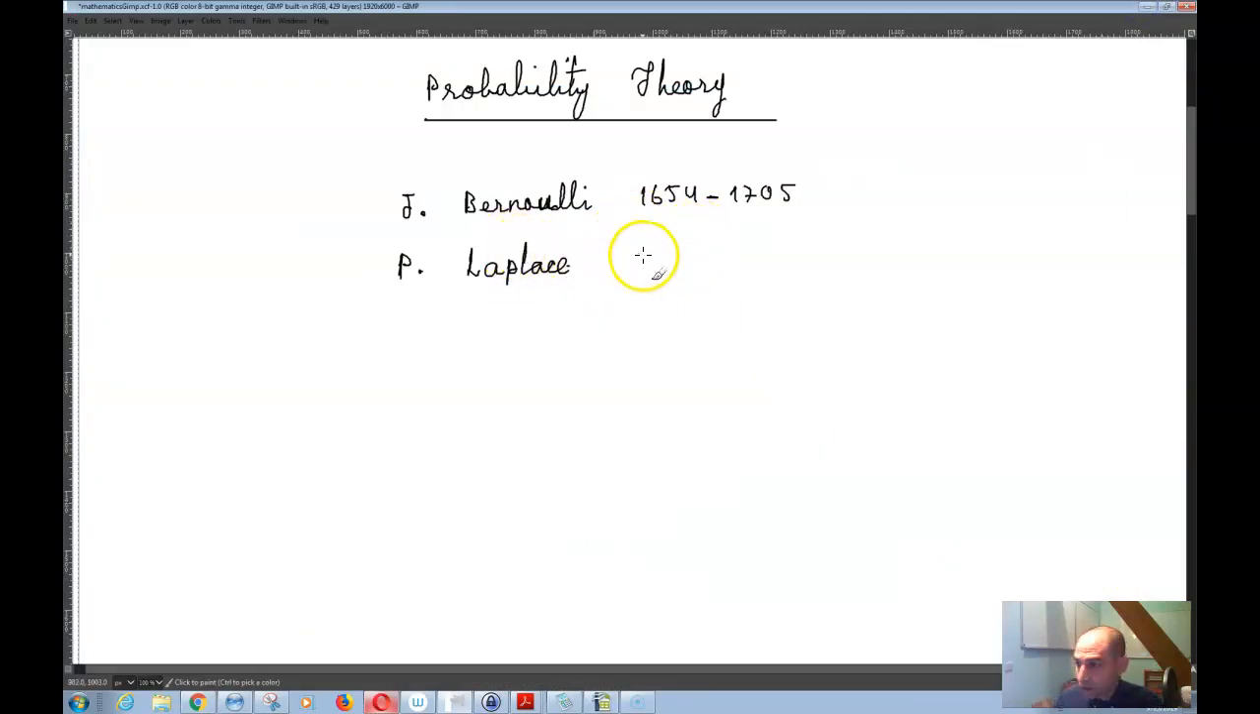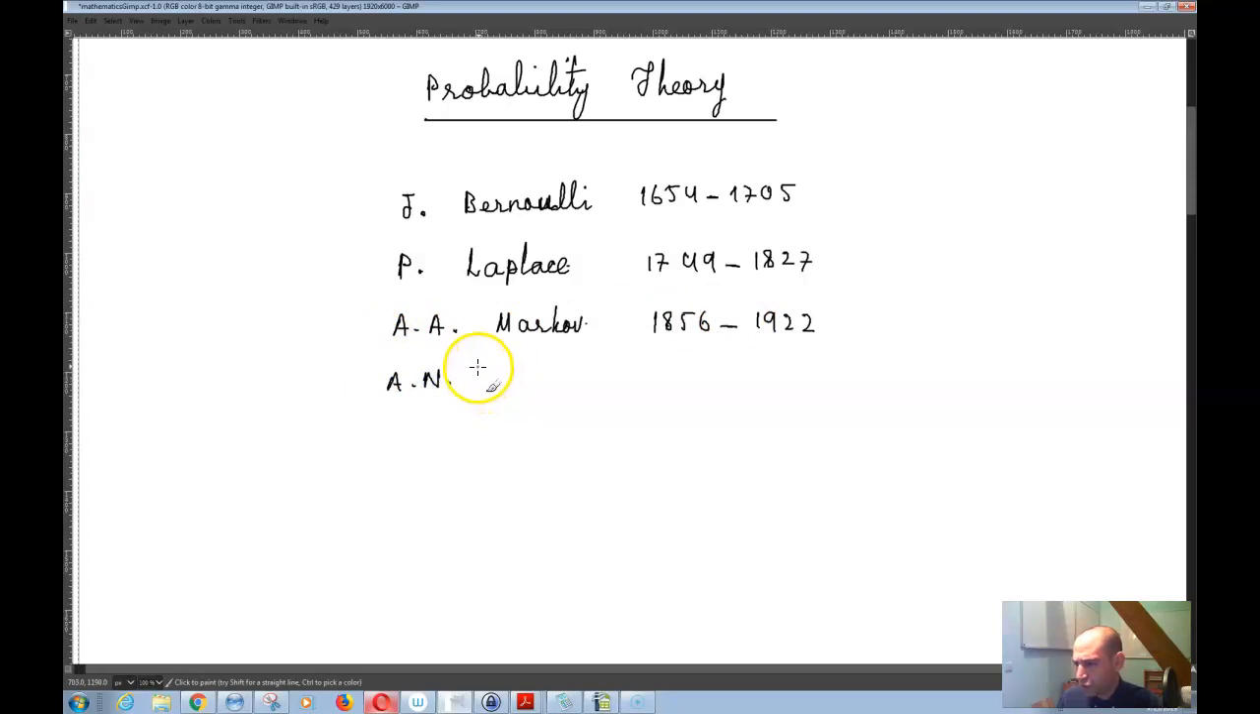So anyway, P. Laplace, 1749 to 1827, he was also a contributor. There was also another contributor, A. Markov, or whatever that is. Markov, 1856 to 1922. There was another contributor, A.N. Kolmogorov, or whatever that is. Kolmogorov, who was born in 1903.